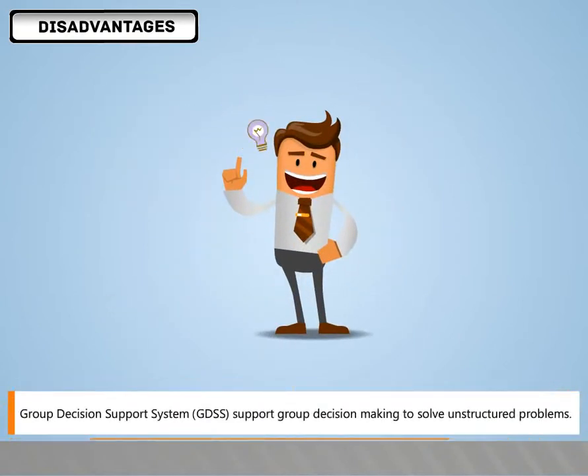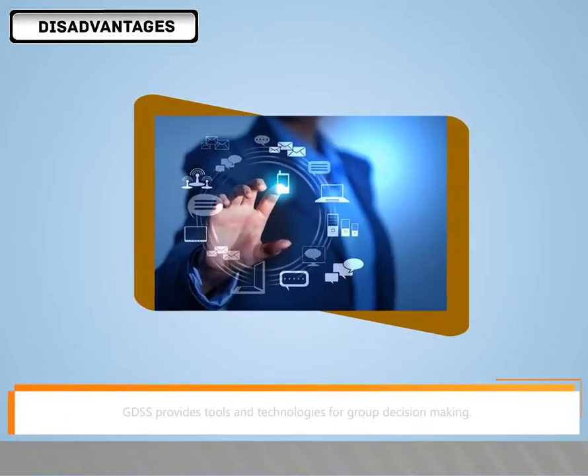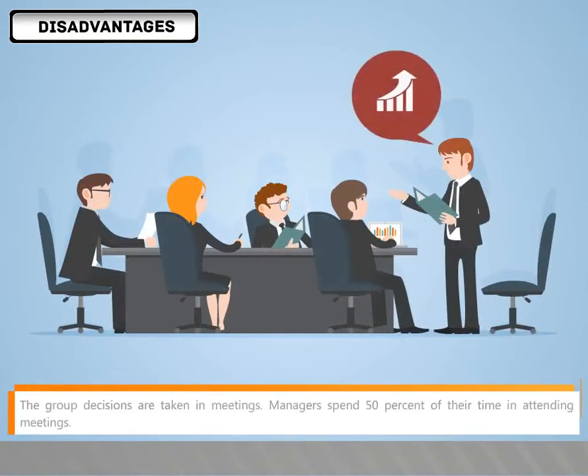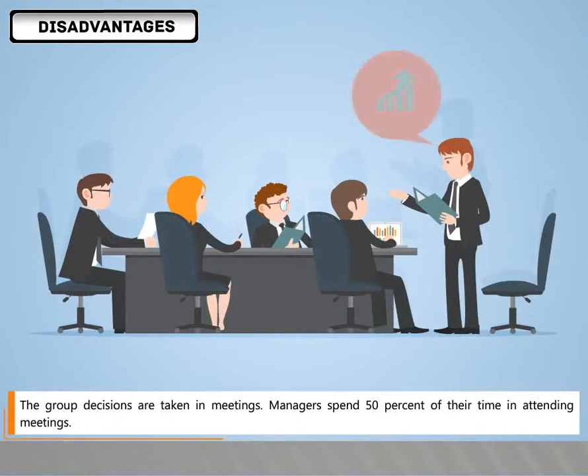Group Decision Support System (GDSS) supports group decision making to solve unstructured problems. GDSS provides tools and technologies for group decision making. The group decisions are taken in meetings. Managers spend 50% of their time in attending meetings.